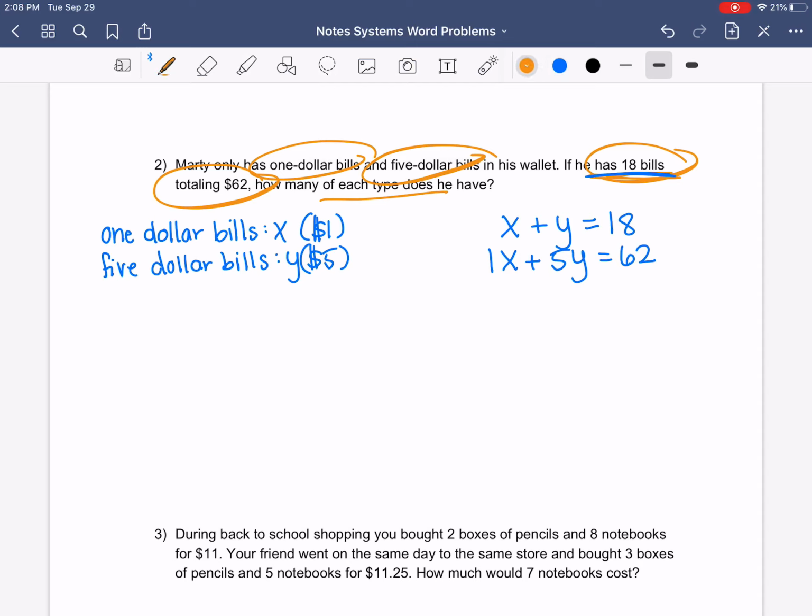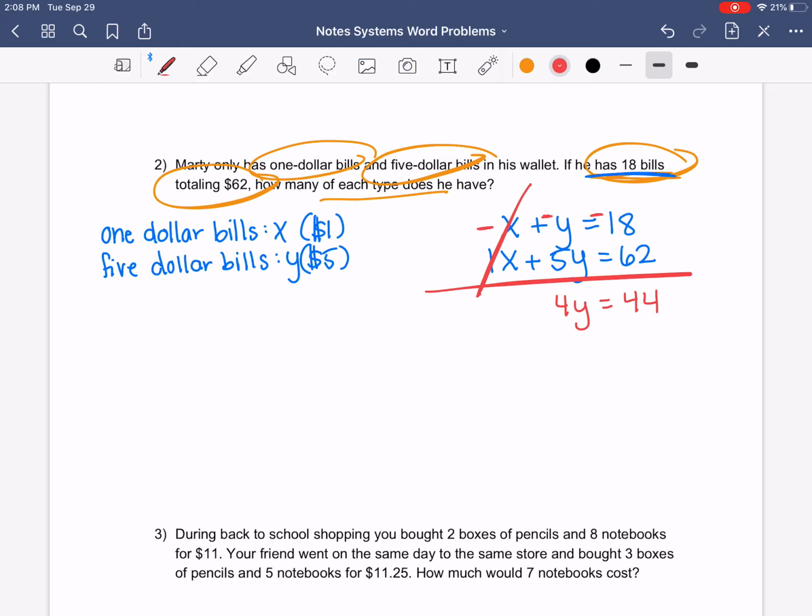So we can use substitution or elimination method. Either way is fine. It's set up pretty nicely for elimination because if I just subtract, it doesn't matter, I'm going to subtract the top one. So I'm going to make everything negative and subtract it. Then my x's already cancel out because they have the same coefficient. Negative y plus 5y is 4y. What's 62 minus 18? 44, hopefully.